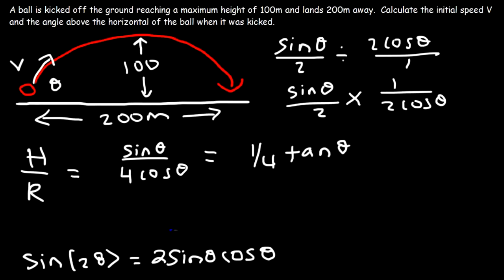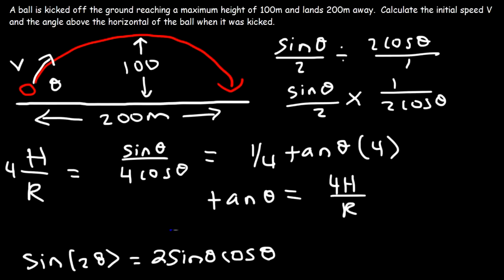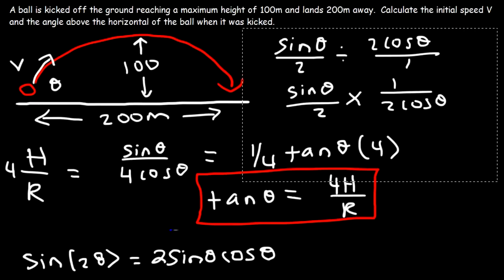Now solving for tangent, if we multiply both sides by 4, we can see that tan theta is equal to 4h over r. You may want to add this to your list of equations. So if you know the height and the range, you can now find the angle. So let's go ahead and use that.